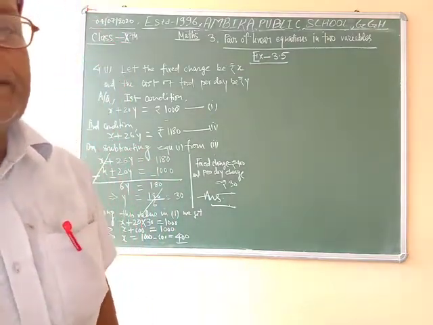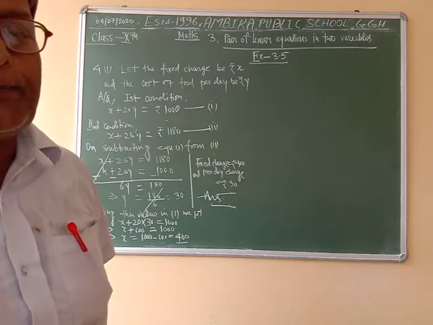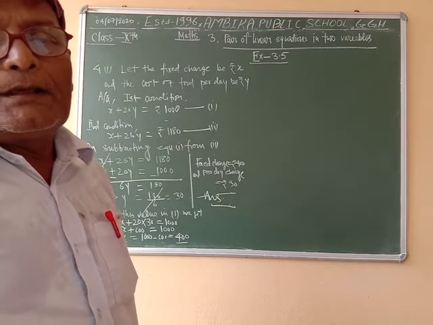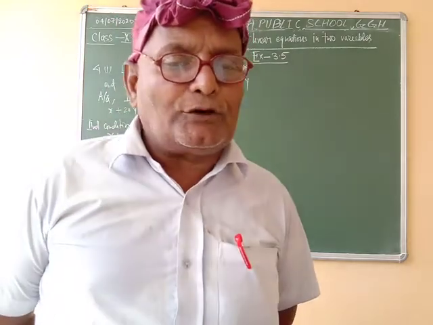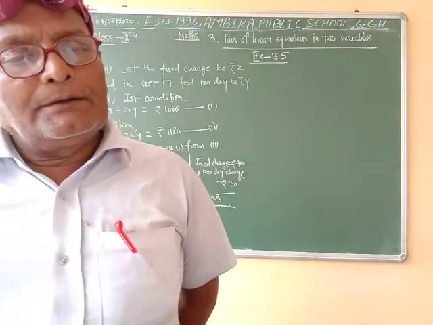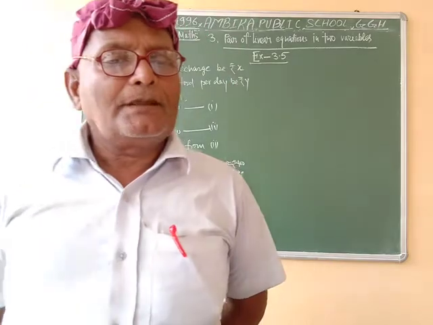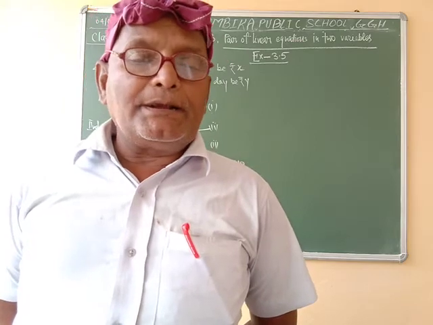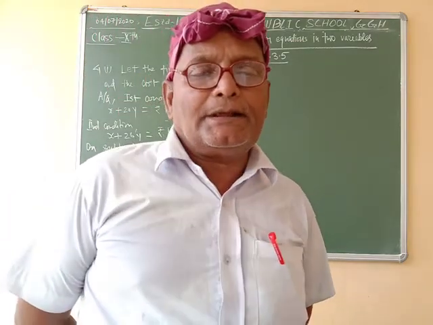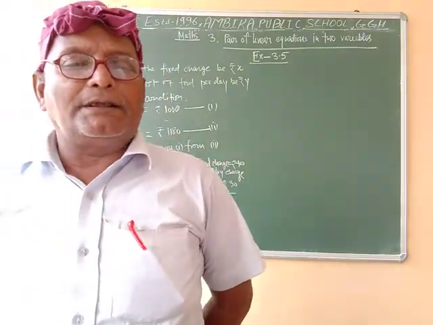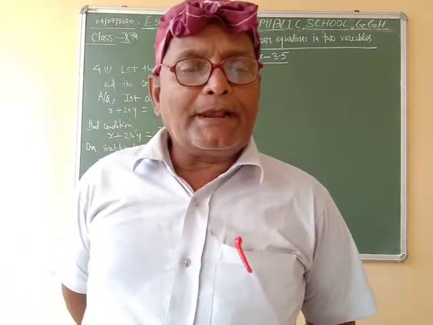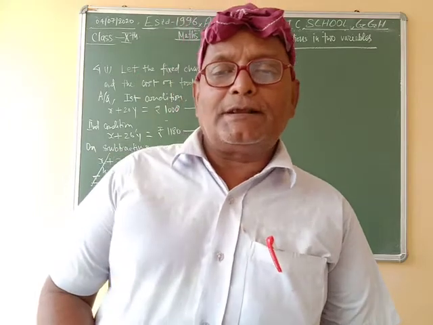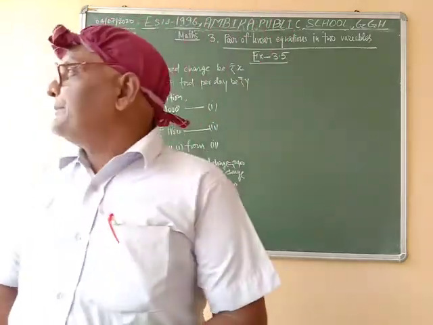Now question number 2. A fraction becomes 1 by 3 when 1 is subtracted from the numerator, and it becomes 1 by 4 when 8 is added to its denominator. Find the fraction.